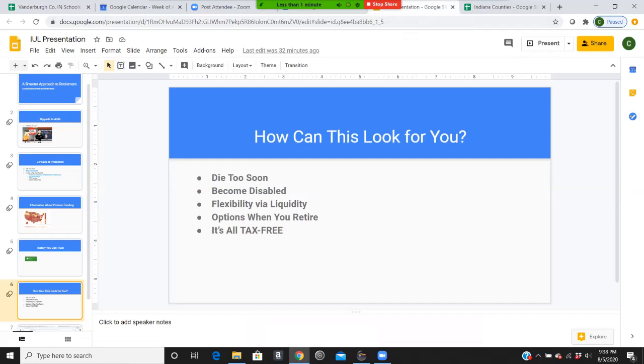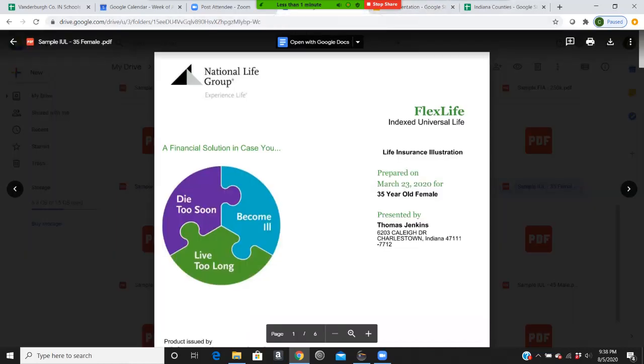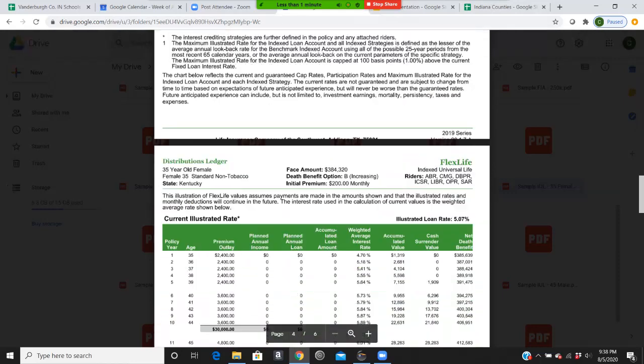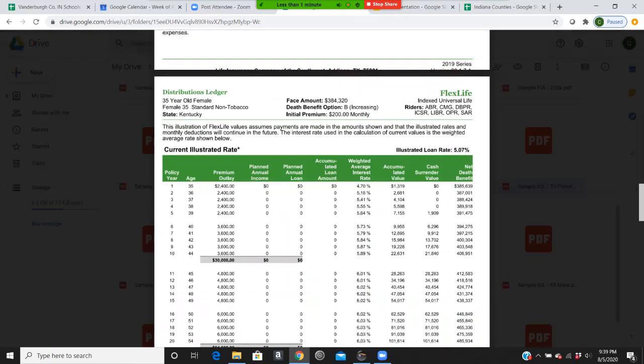Die too soon, what exactly does that mean? On the illustration, you could show them. This 35-year-old contributes $200 on their first contribution. They're protected at over $384,000. Then you would go into the illustration, and we're going to run out of time, so I'm going to stop it there.